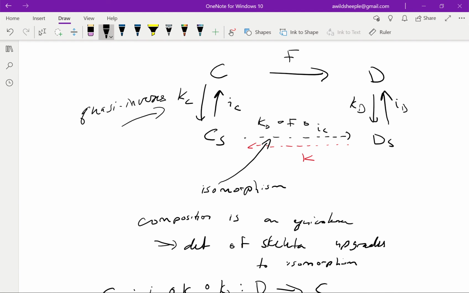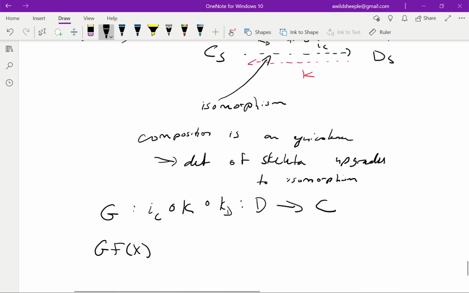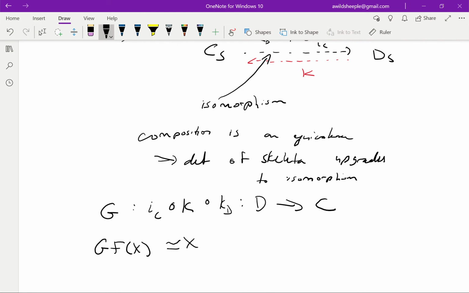Now, the upshot is that this is the same isomorphism class of X, because we never left the isomorphism class. We applied either isomorphisms directly or, sorry, what am I saying? We applied equivalences and inverses everywhere. So this gets us into the same isomorphism class.